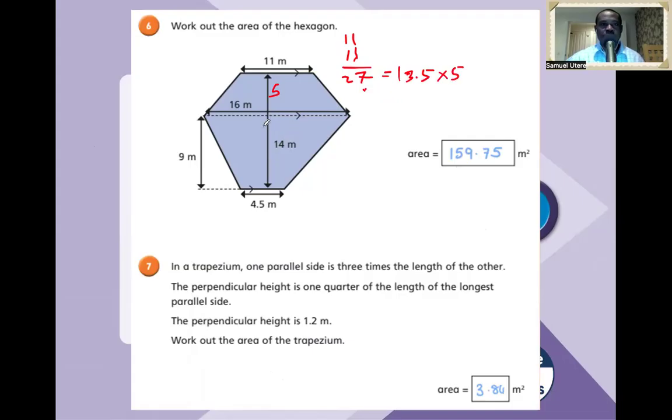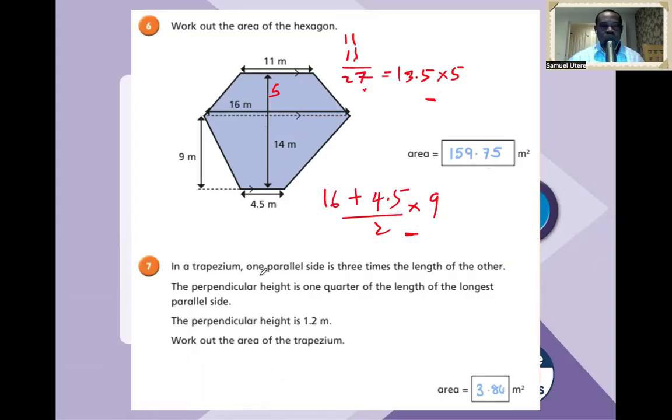Okay, the perpendicular height between them. And then you do this one, 16 add 4.5. You have it. And then you multiply by 9. Okay, when you finish this and you finish that, you add them, you get your answer.